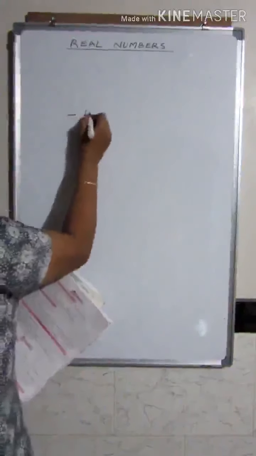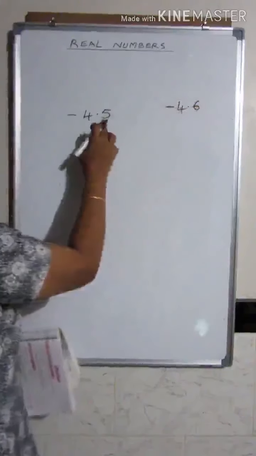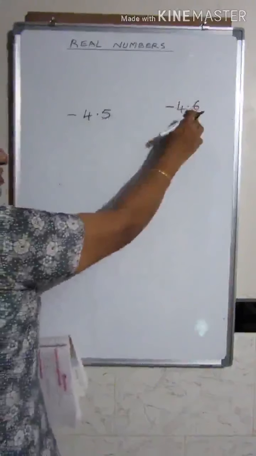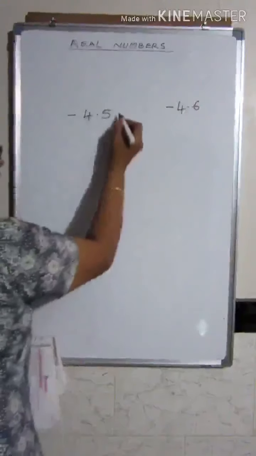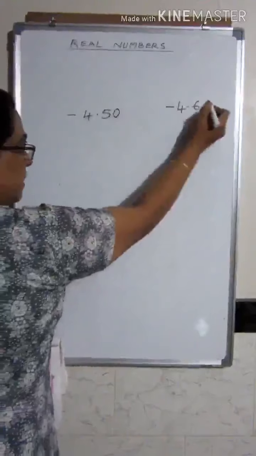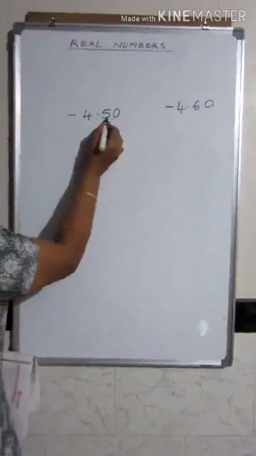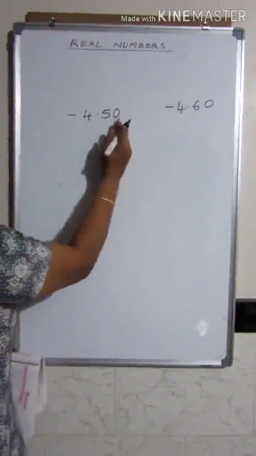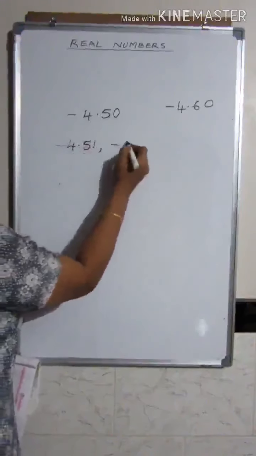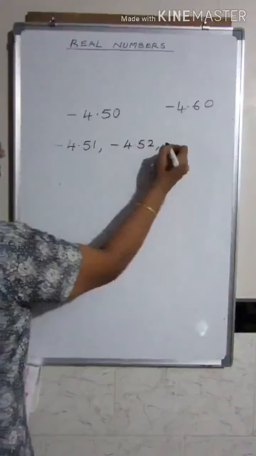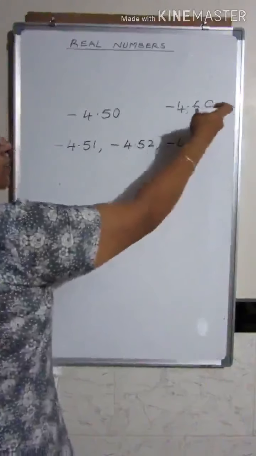You have got minus 4.5 and minus 4.6. Immediately after minus 4.5 the next number is minus 4.6. So as it is you cannot write the rational numbers in between them. In such cases what you have to do is add a 0 towards the end of the decimal fraction. So after minus 4.50 the next number that you get is minus 4.51. The next number you get is minus 4.52, then you get minus 4.53. So like this you can write numbers till minus 4.60.